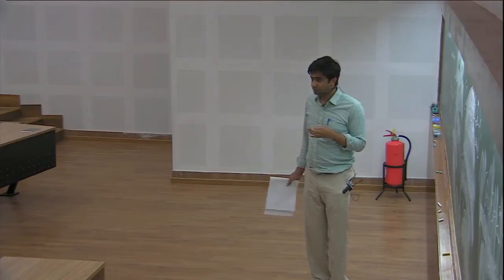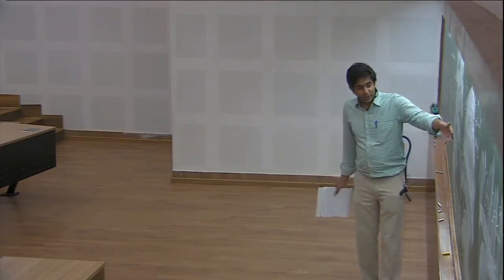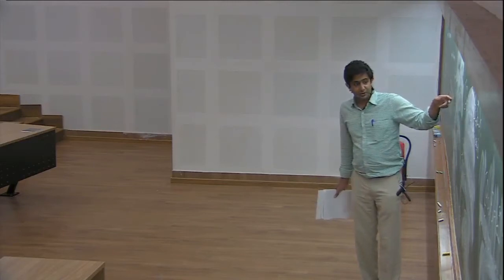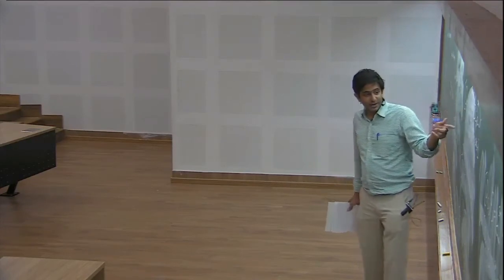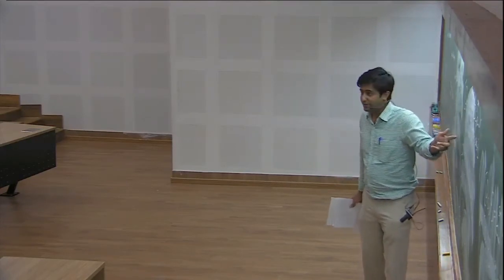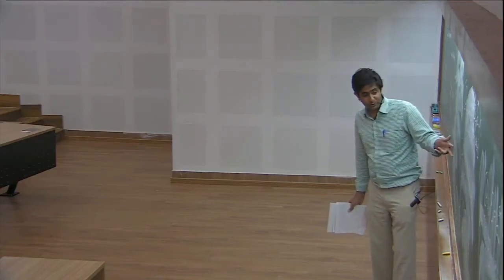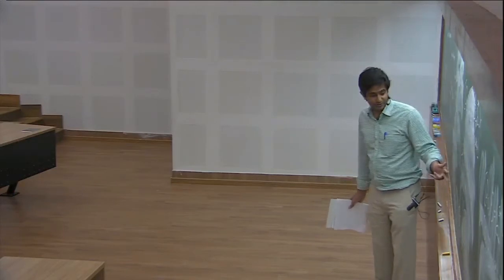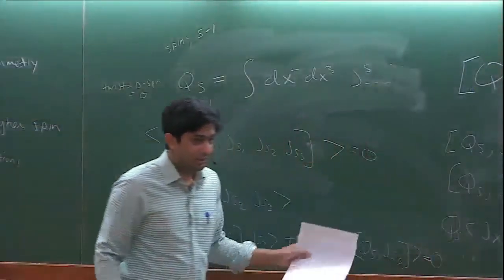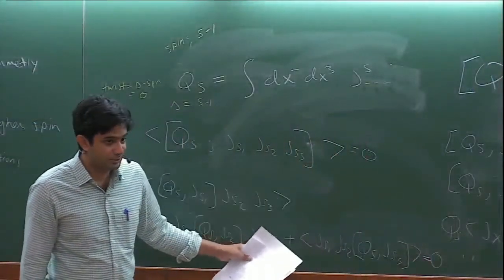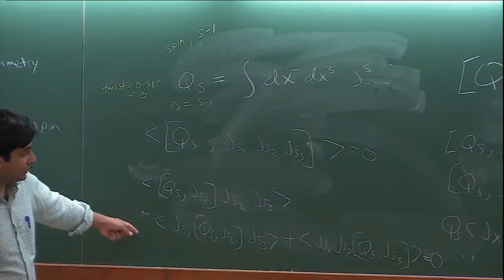You have to use the conservation laws of currents. The way we use the conservation law of currents is as follows: if Q is exactly conserved, then Q acting on a 3-point function is 0, which means the commutator of Q with the JS1 3-point function, with this plus this, equals 0. So we translate the conservation equation into this.